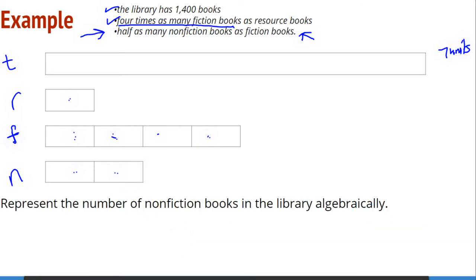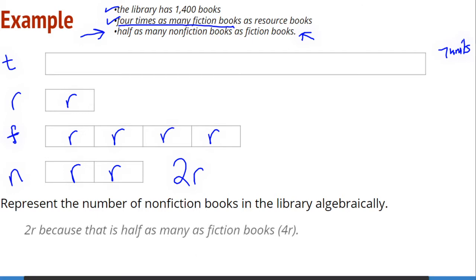So now we're going to look and say, how can we represent all of this algebraically? Well, we know that each one of these little units is an R. So we can say that the nonfiction books are 2 of R, and we can say that the fiction books are 4 of R. And we can say that the resource books are R.